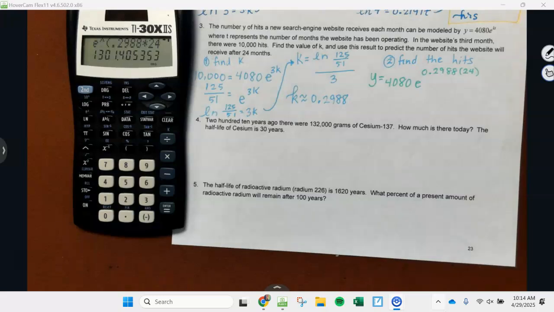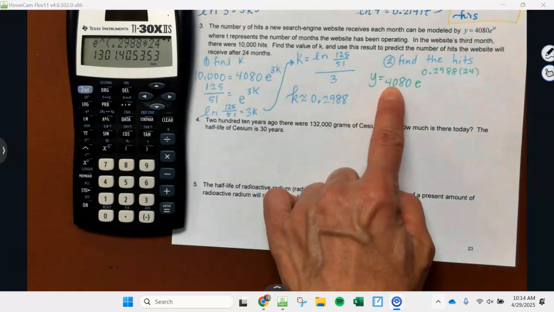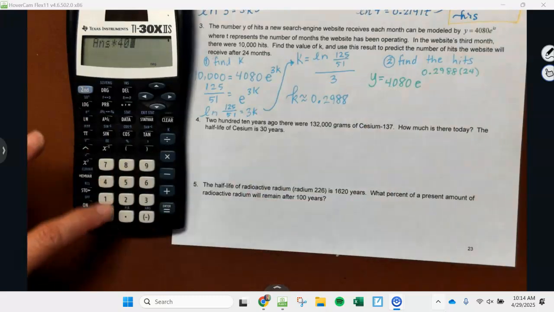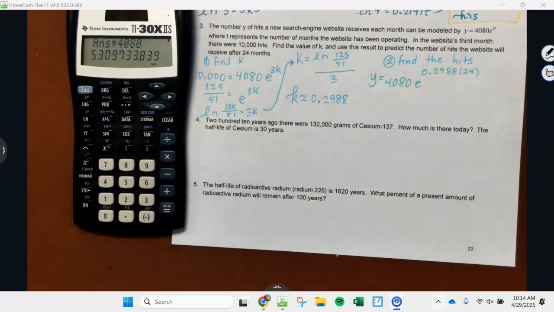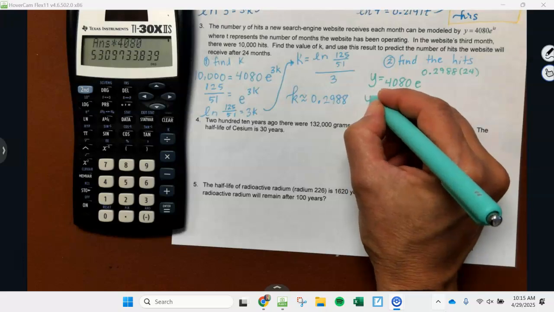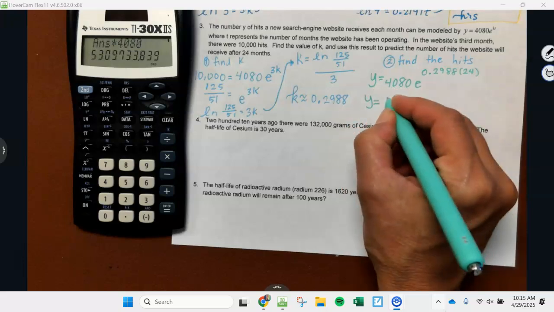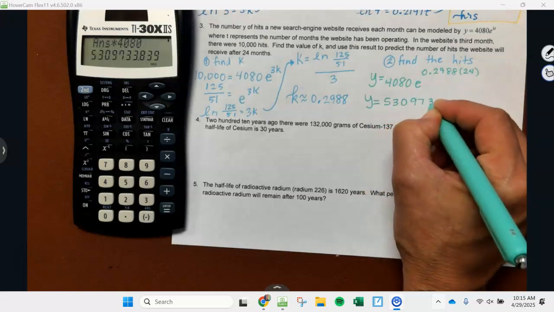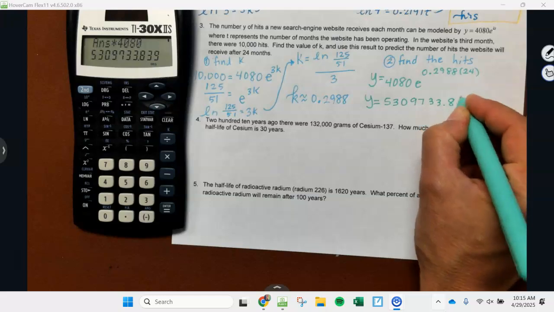If you got 1301 for that E value, that's awesome. Don't forget, we need to multiply now by 4080. So just hit times 4080. So there's the number of hits. That is a giant number. I am copying down that whole entire number for the answer. So Y equals 9733.839.